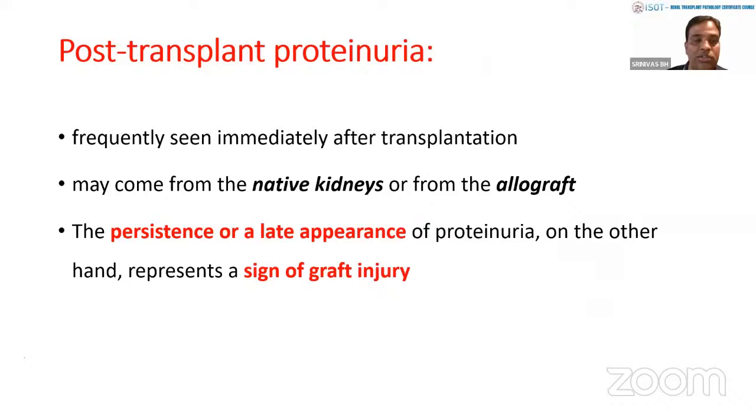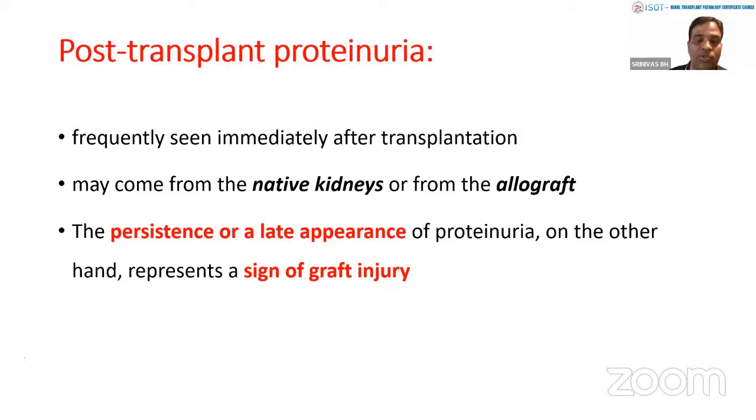So coming to our topic scenario, what is post-transplant proteinuria? Post-transplant proteinuria can be seen immediately after the transplantation, and it can be after a gap. It may be 1 year or 2 years, more than that also. So the main question is whether the proteinuria coming from the urine is coming from the native kidney or from the allograft.